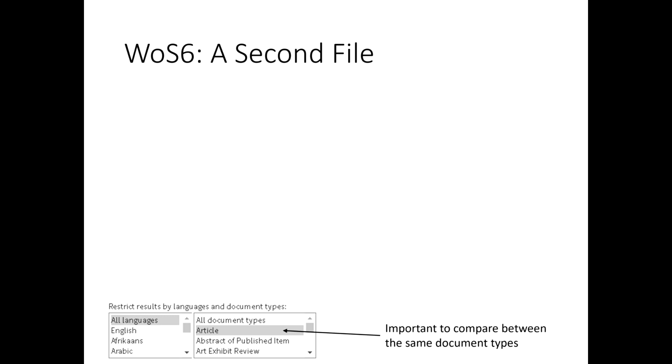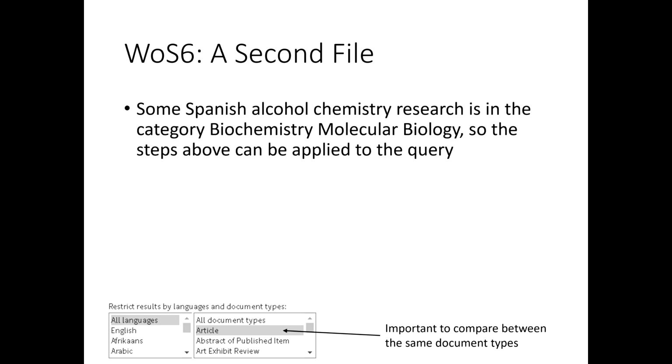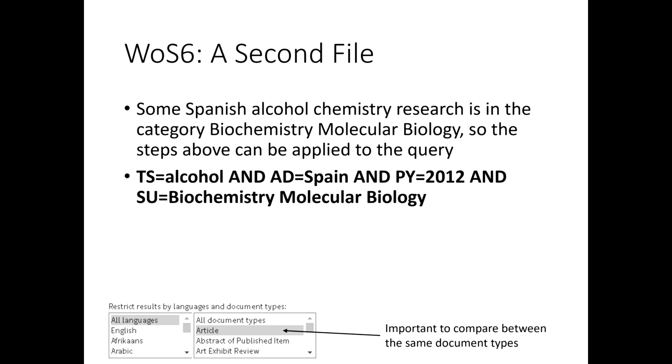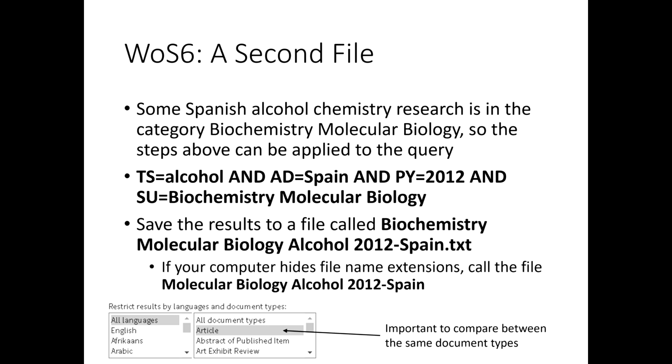And now we're going to get a second file from the Web of Science, because some Spanish chemistry of alcohol research is in the category biochemistry and molecular biology. So we're going to repeat the above steps, but change chemistry to biochemistry molecular biology. So this is our new query.